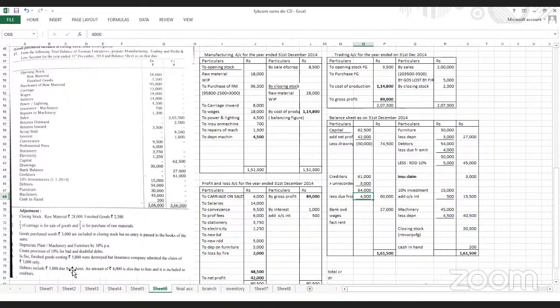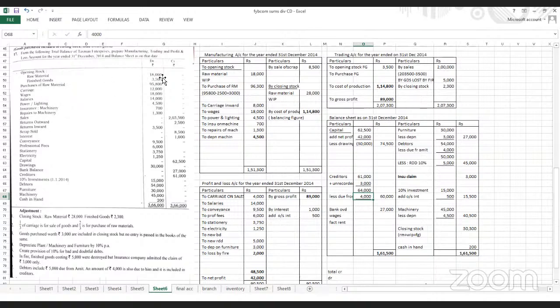Whenever such an adjustment is there, that a common person is there in debtors and creditors, two figures will be there, one in debtors and one in creditors. So take the least figure and remove it from both of them, debtors as well as creditors. That's it. This adjustment is done. So we have seen all the adjustments. Now we'll go and post all of them.